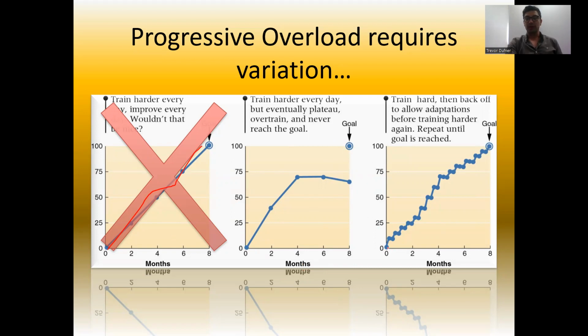So you need to, like we talked about in our fatigue, you need to train and then back off, train, back off, train, back off, train, back off. And you get this seesaw line going all the way up. If you were to continue to just train harder and harder and harder every single day, you would eventually plateau and you would begin to drop.